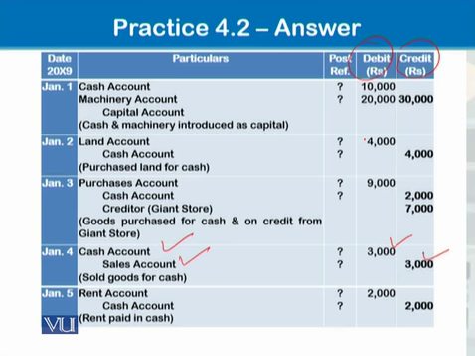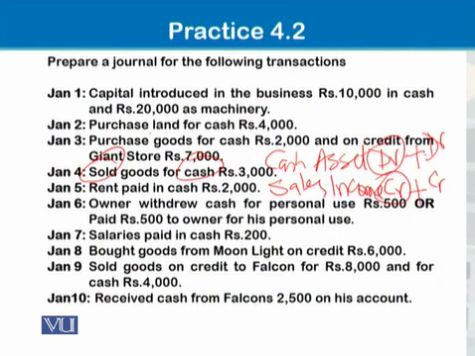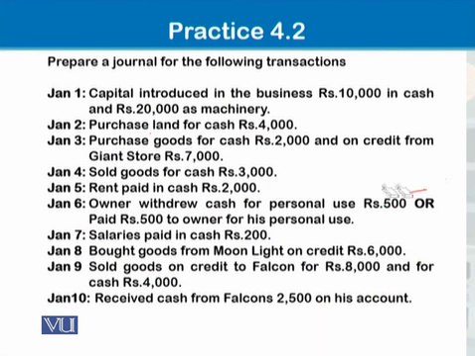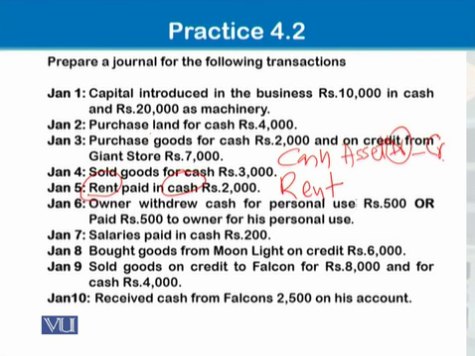Then comes rent, number 5. We have paid cash for rent. Cash is an asset of debit nature. Cash is decreasing, therefore it should be credited. Rent is an expense of debit nature. Expense is increasing, therefore it should be debited.